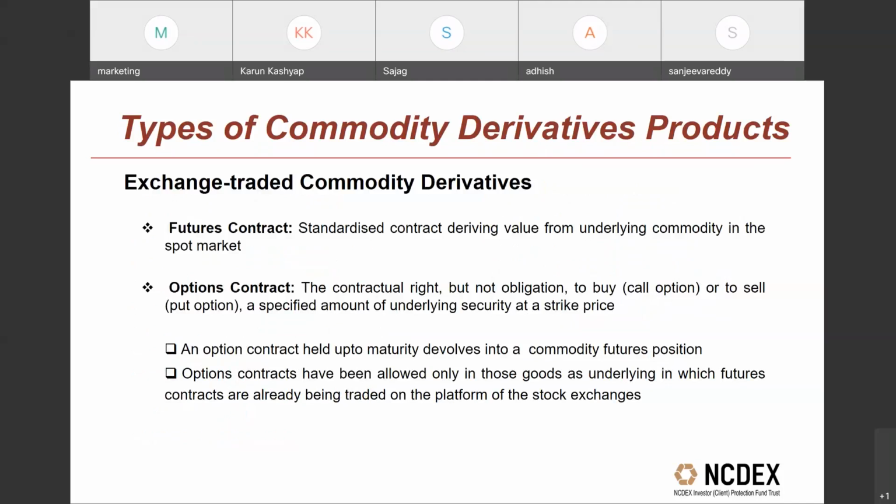So these are the financial instruments, which we call the future contract and the option contract. These are the two instruments in commodity which are traded on the exchange platform, which in detail we may discuss later.